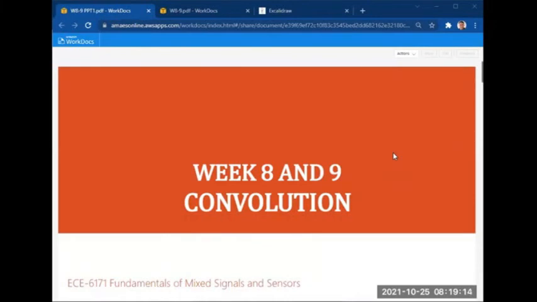Good day, everyone. Welcome to week 8 of our course ECE 6171, Fundamentals of Mixed Signals and Sensors. For this week, we have convolution and correlation as the topic, but this module will be divided into 2 weeks. So first we will start with convolution.